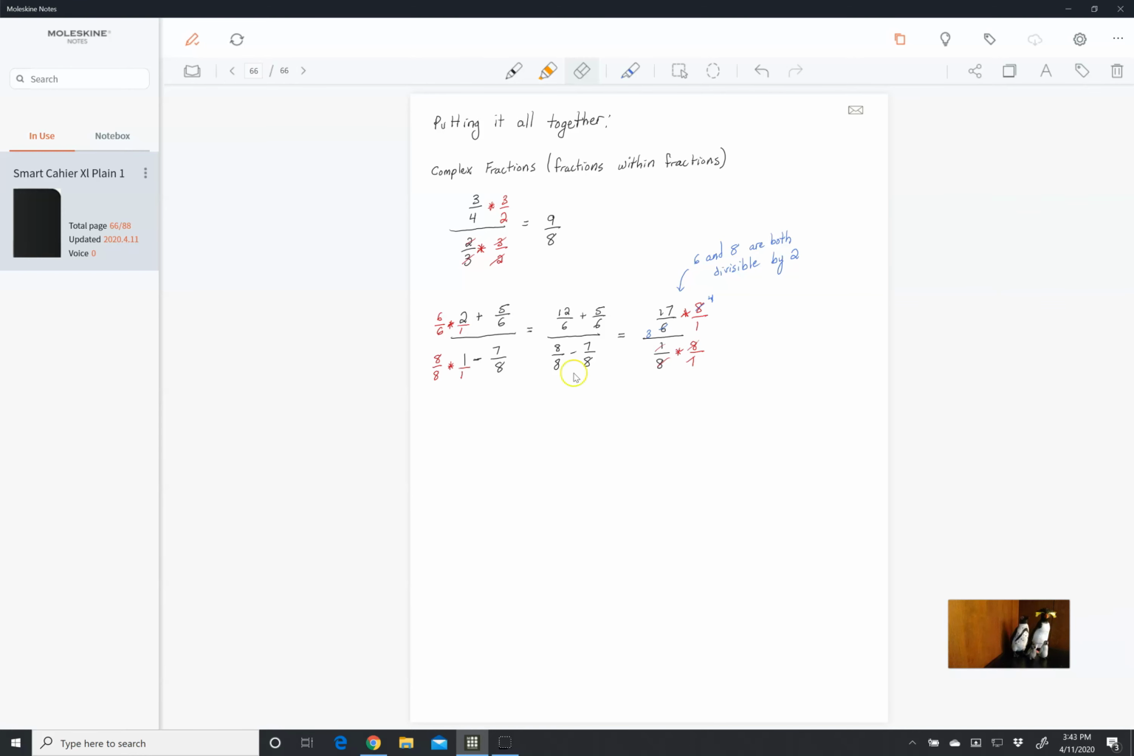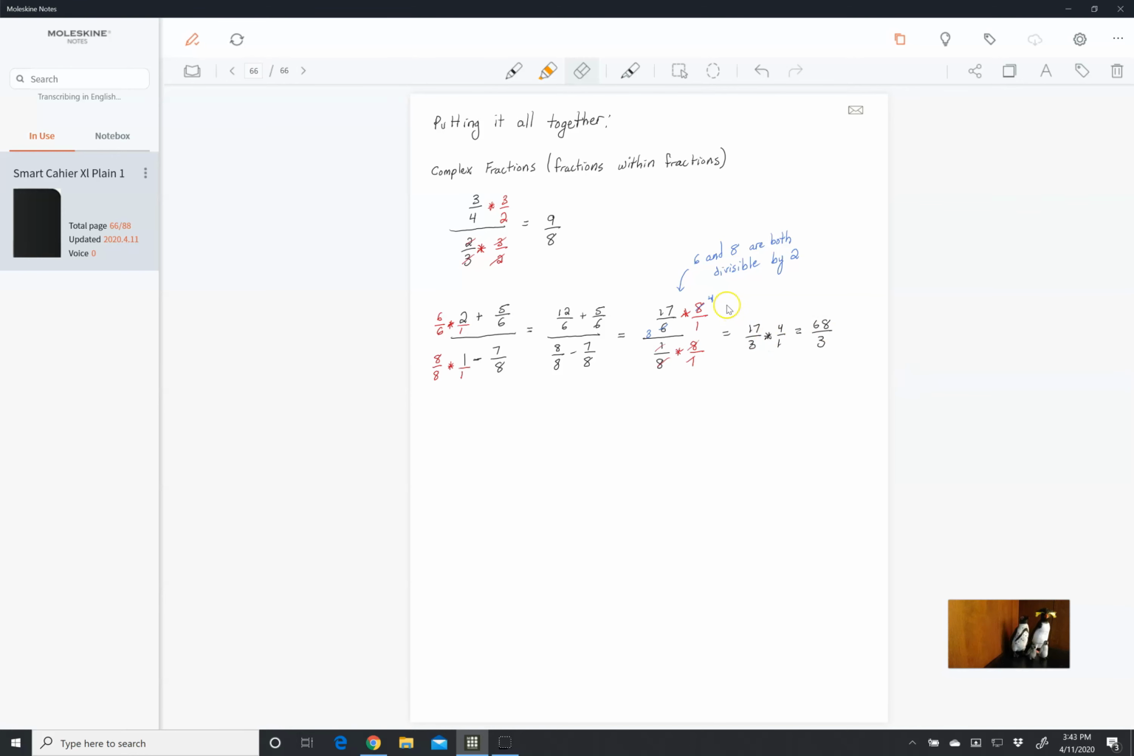And now what that means is that what we really have is 17 over 3 times 4 over 1. We can't reduce anymore. 17 times 4 is 68. So we have 68 over 3 as our final answer.